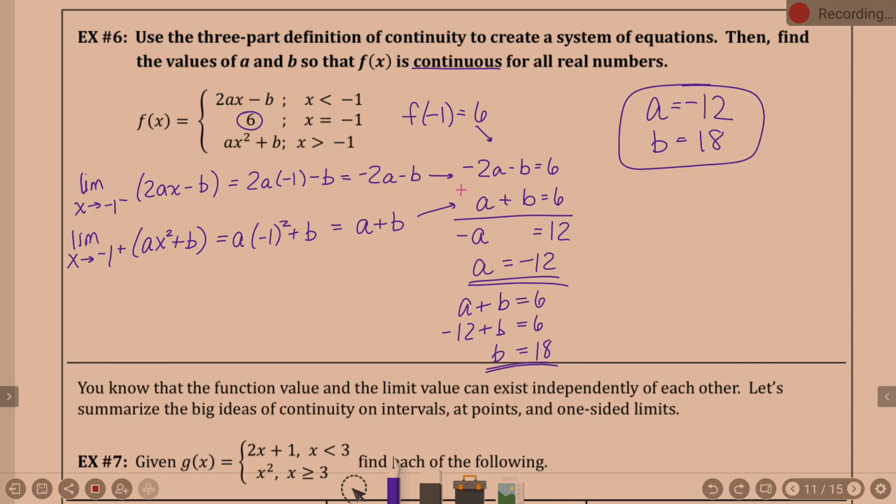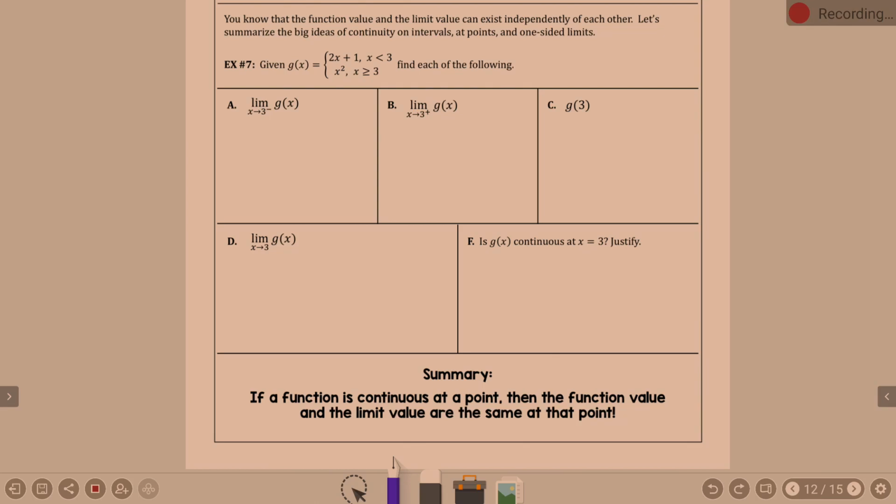So these are quick, easy answers, or quick answers at least. I think they're easy. On A, we're using g of x right here. The limit as x approaches 3 from the left of g of x. 7, because you're going to do 2 times 3 plus 1, and you get 7. What about the limit as x approaches 3 from the right? 9, because we're going to use 3 squared. What about g of 3?